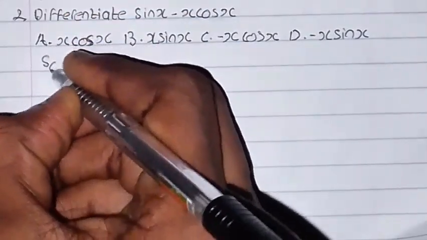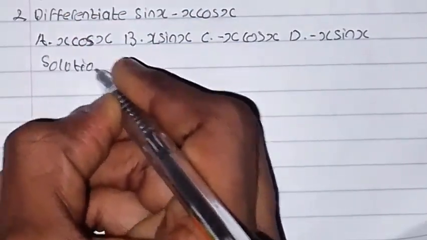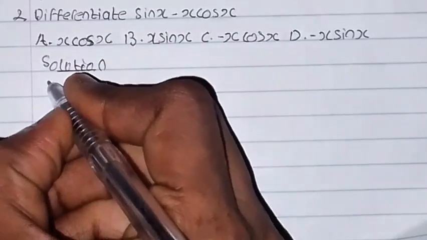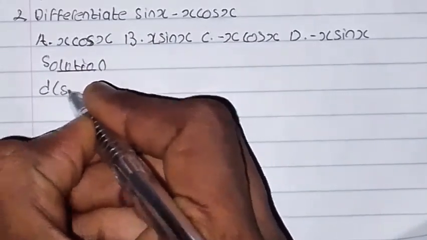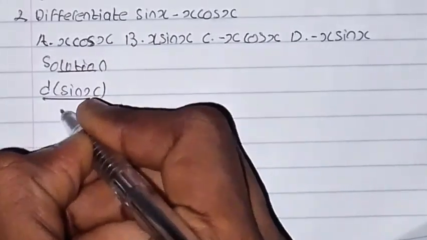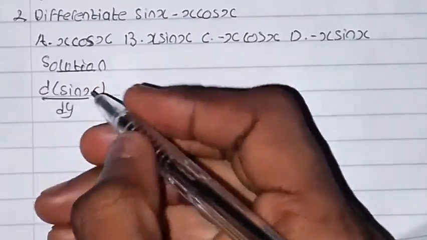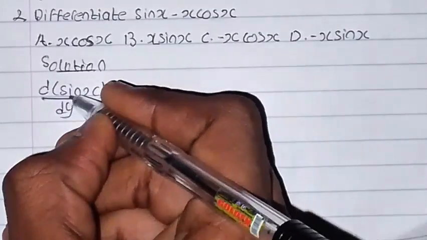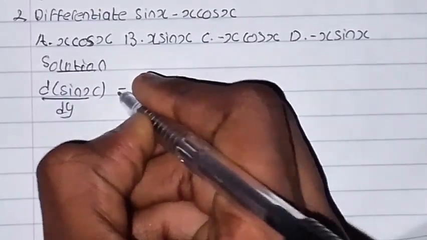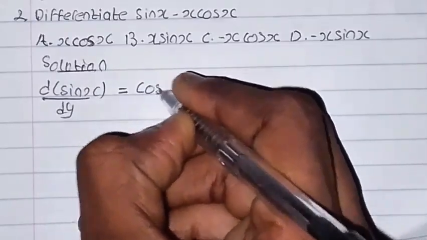So let's go with the solution. The first thing we're going to do is d over dx of sine x. Based on the standard table of values, you should know that the first derivative of sine x is given to us as cos x.